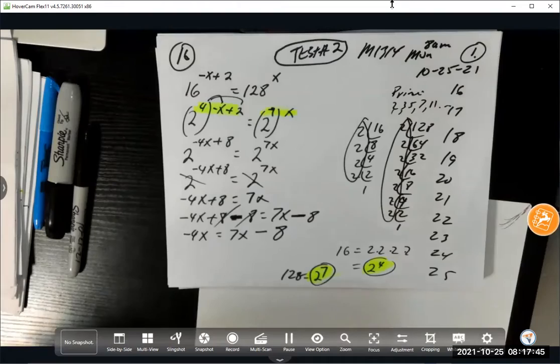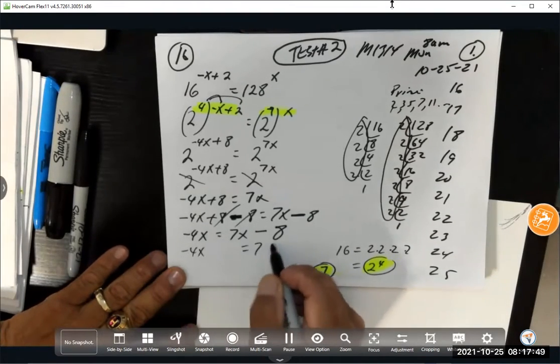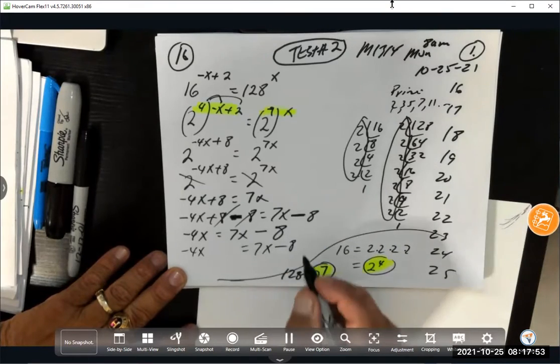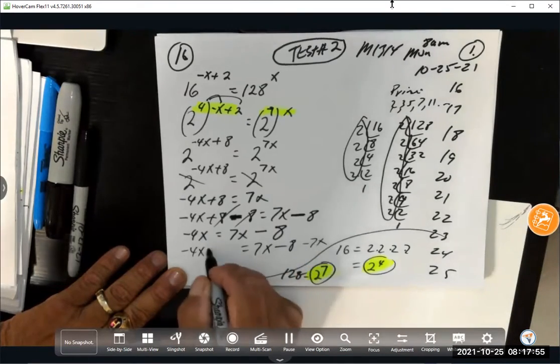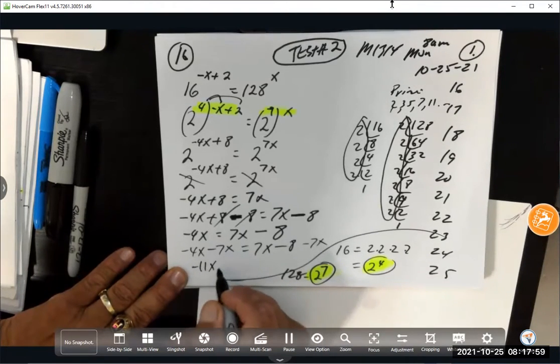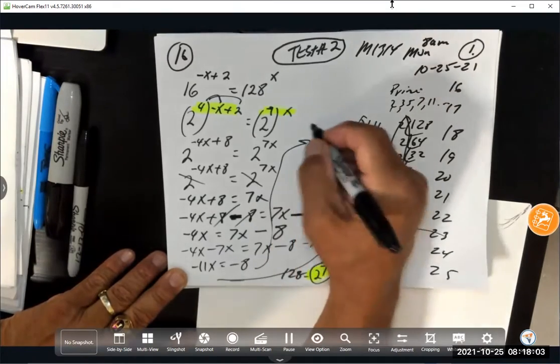All right, so now I need to subtract what? One more thing. What do I subtract from the left side and the right side? Can I just go -7x and -7x? Is that okay? So I'm going to end up with -11x equals -8. So now I'm going to have to divide both sides by something.